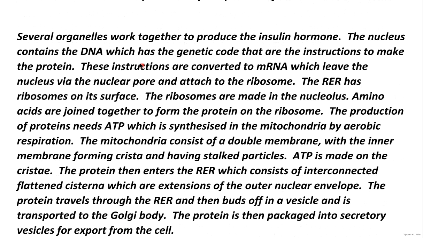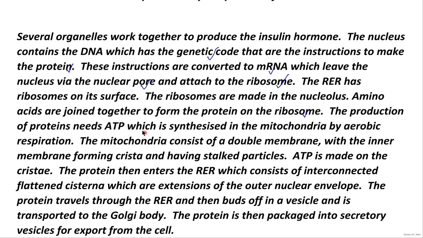So I started with the insulin hormone production. Okay, got to talk about the nucleus here, that it has the DNA and therefore is the genetic code, their instructions to make a protein. You need to mention that they're converted to messenger RNA, or the genetic code is. That leaves the nucleus via the nuclear pore and attaches to the ribosome. The ribosomes, I've mentioned that they're made in the nucleolus, although the nucleolus wasn't seen on that image. I have mentioned it anyway. Function of the ribosome. Okay.